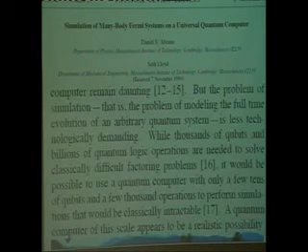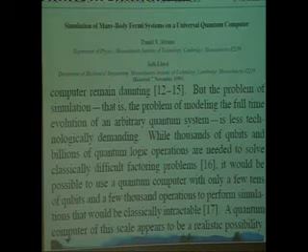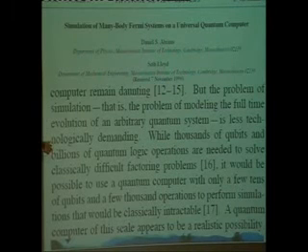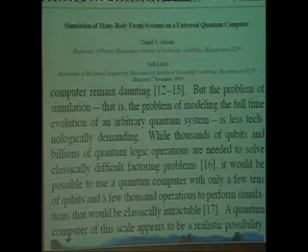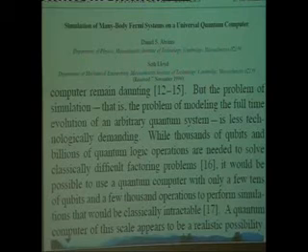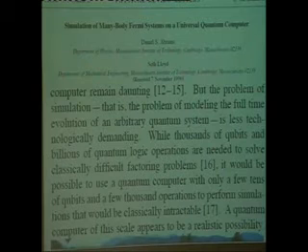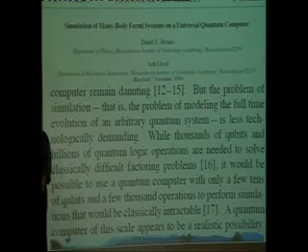And the point that Abrams and Lloyd make in their paper is the following. They say thousands of qubits and billions of quantum logic operations are needed to solve classically difficult factoring problems. And in fact, they're underestimating it. I won't tell you now, but the number of qubits you really need is worse than what they're saying. They do point out it would be possible to use a quantum computer with only a few tens of qubits and a few thousand operations to perform simulations that would be classically intractable.